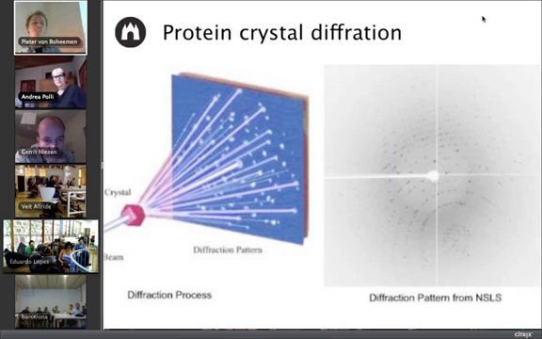the beam gets diffracted. Just like with a prism or with a lens, the beam gets diffracted, and this diffraction pattern, which is then captured, and often it looks like the picture on the right, is then studied, and this pattern says something about the structure of the protein inside of the crystal.